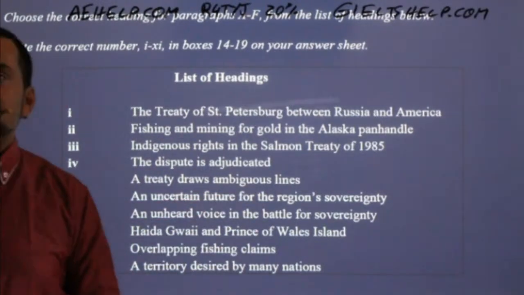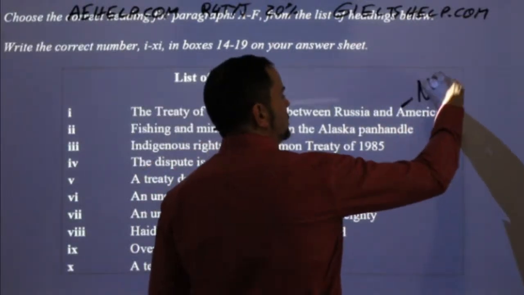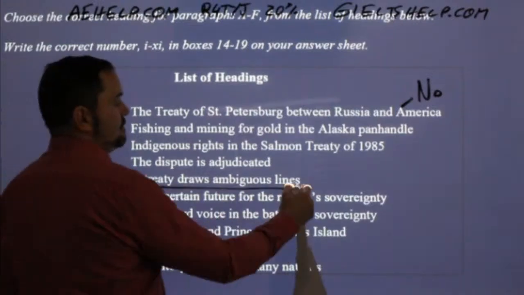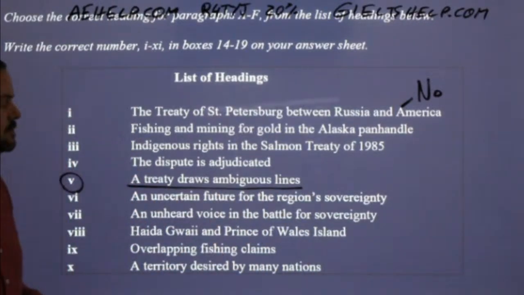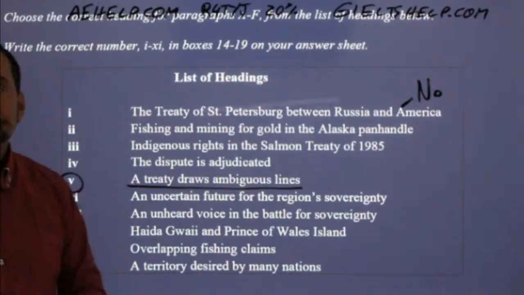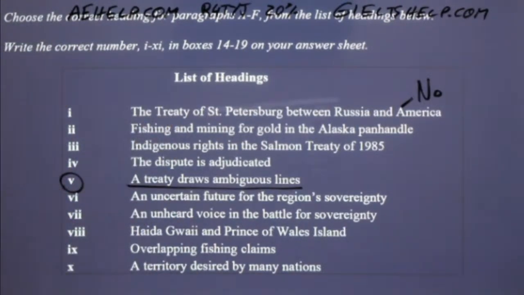Okay, Tito says it's 5. First one's not correct. Okay, so why not? And you're saying 5 is correct: a treaty draws ambiguous lines. That's the Treaty of St. Petersburg. Why is this treaty not correct? Okay, why is this first one not correct?